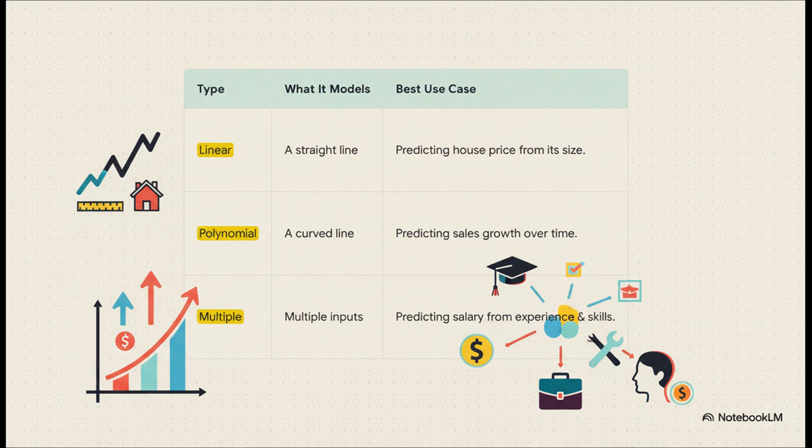But then there's multiple regression. And this is where things get really powerful, because it understands that the world is messy. A person's salary isn't just based on their years of experience, right? It's their education, their skills, maybe even where they live. By throwing in multiple inputs, we can build a model that's way, way more accurate.